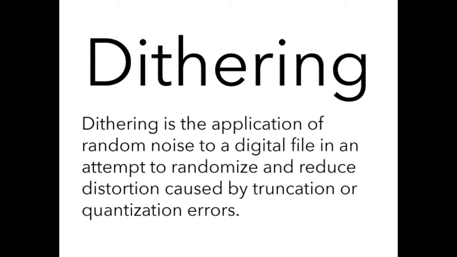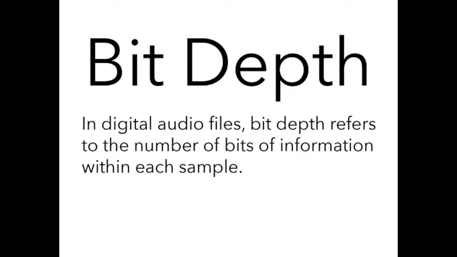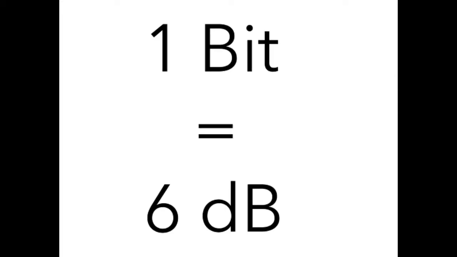In order to understand what this means, the first step involves understanding bit depth. Bit depth refers to the number of bits of information within each sample. It's comparable to the audio file's dynamic range, which is the ratio between the smallest and largest values that a certain quantity can assume. 1 bit in an audio file equals 6 dB of dynamic range.